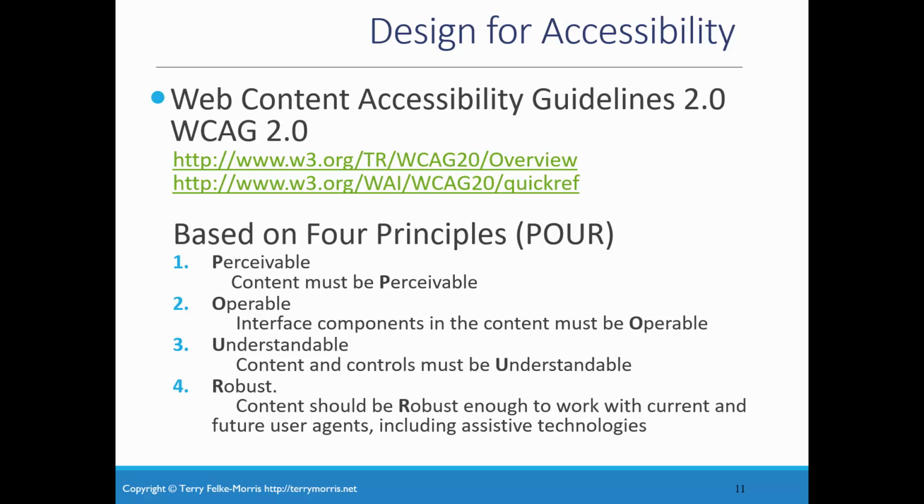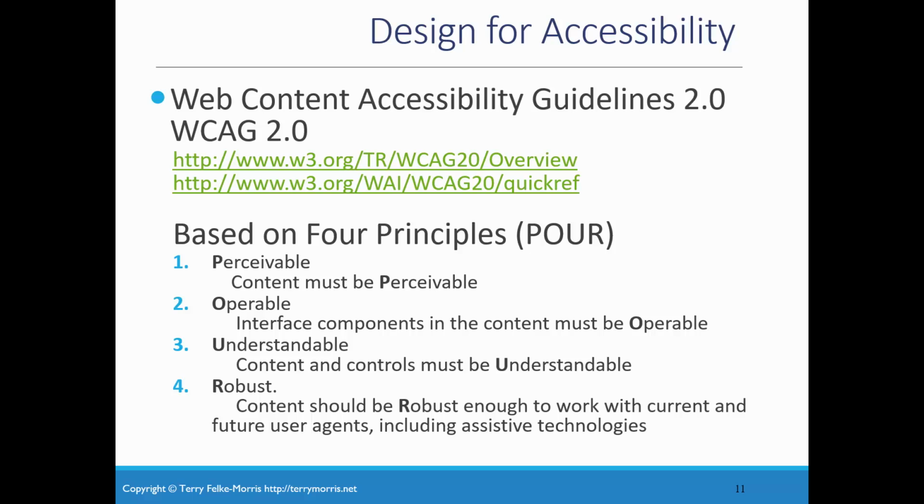It's based on what's called the POUR principle. P, perceivable: content must be perceivable. O, operable: interface components must be operable. U, understandable: content and controls must be understandable. And R, robust: content should be robust enough to work with current and future technologies, whatever they happen to be.